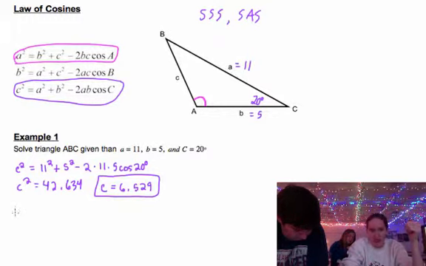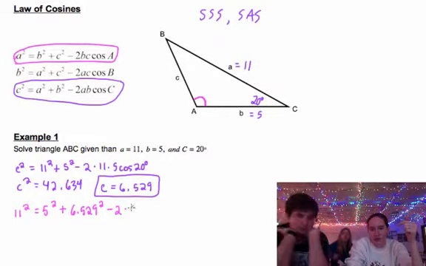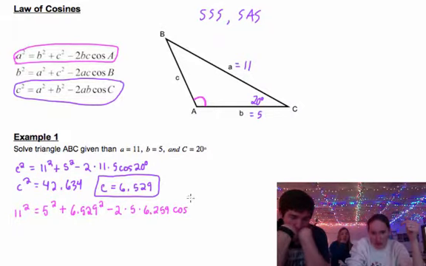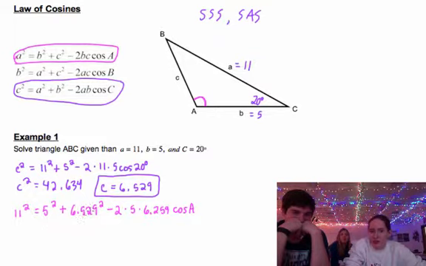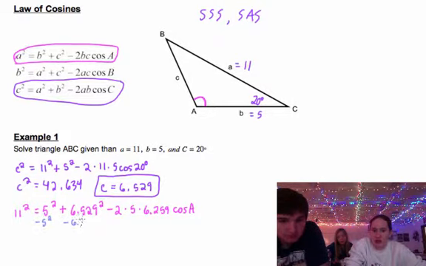So we're going to have A squared, so that's 11 squared, equals B squared, so that's 5 squared, plus we just found C. We are going to end up having to use information that we found ourselves, so that's kind of unfortunate, but that's how we roll sometimes. Cosine of A. So what we have to do to solve this is subtract the 5 squared and the 6.529 squared over. That's going to be our first step. We're trying to get A by itself over here, so we've got to get these over to the other side.